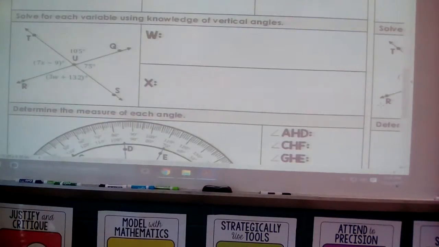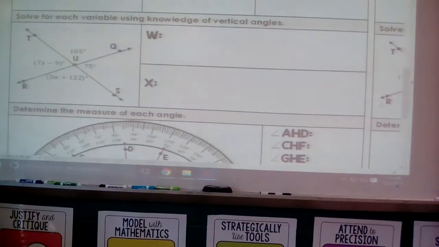The last part of the homework, we are not doing the bottom. The last part tells us to solve for each variable using knowledge of vertical angles. We know that vertical angles are congruent to one another. Basically, congruent means that they are exactly the same measurement. So we are going to take what we know about vertical angles and write them as an equation and use our knowledge of equations to solve.